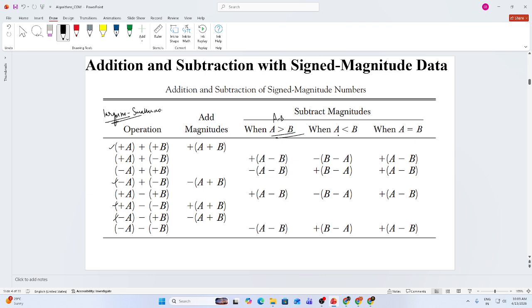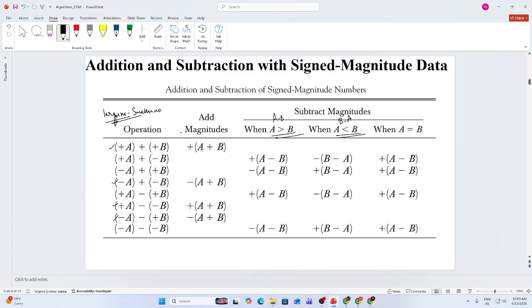So a is less than b, or a may be less than b. In this case I need to perform b minus a, right? First of all I need to compare the magnitudes and identify which number is bigger. After identifying, I need to subtract the larger number minus the smaller number.